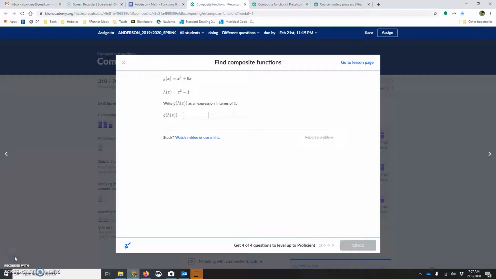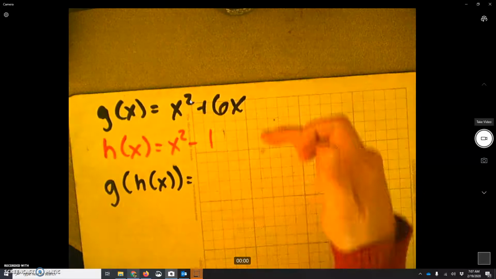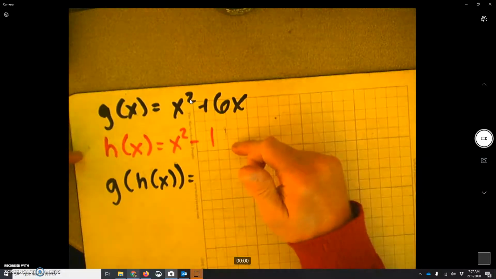All right, find composite functions. So we have two functions here. I wrote this all down on the whiteboard, so let's go to the whiteboard right away. Here we are. Okay, so here's the first function. G of x is equal to x squared plus 6x. H of x is equal to x squared minus 1.